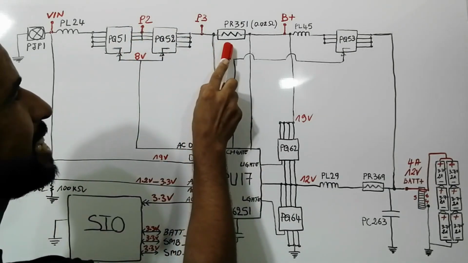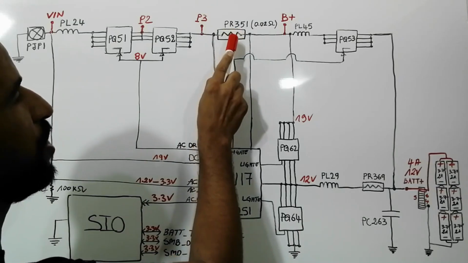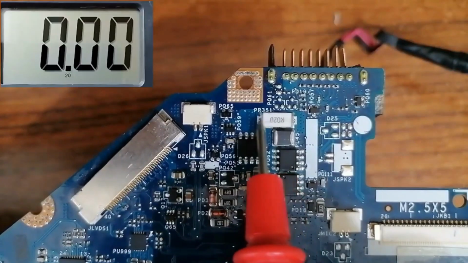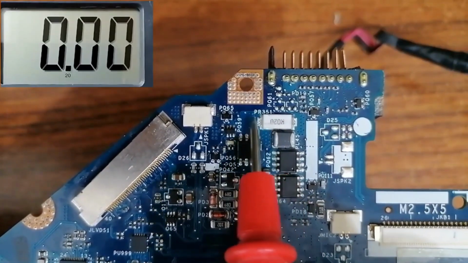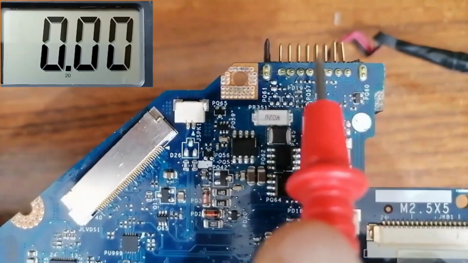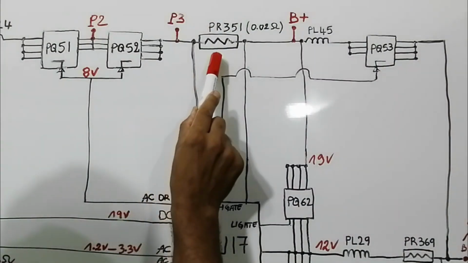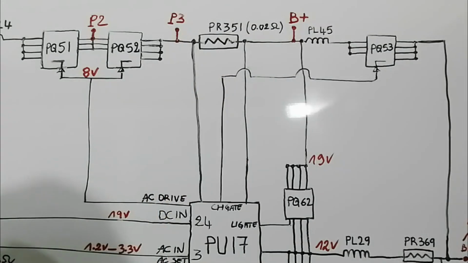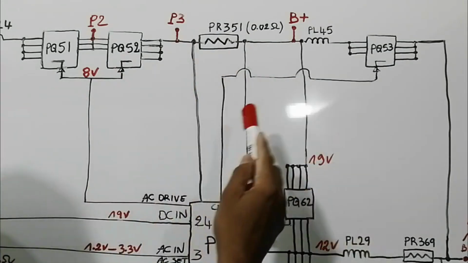We have the current sense resistor PR351, next to the battery connector. The purpose of the current sense resistor is to calculate the current consumed by the whole motherboard.